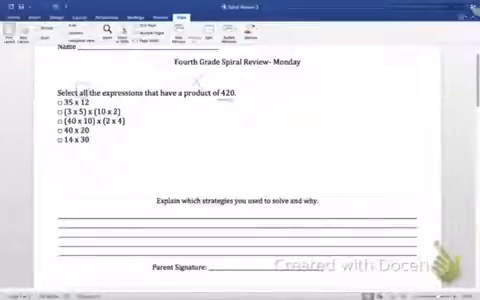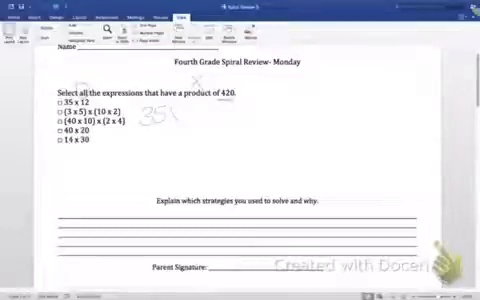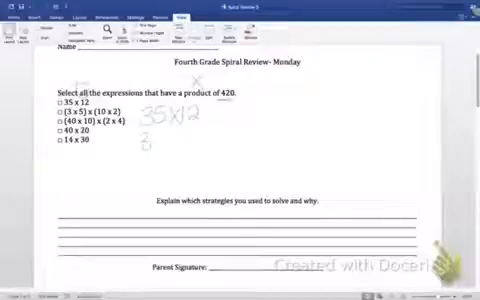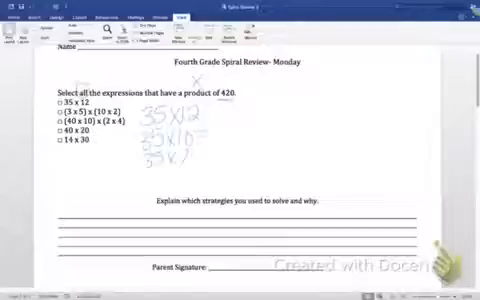What we want the kids to do is go through every single possibility. They're either going to prove that it's correct or disprove that it's incorrect. So I'm going to start with 35 times 12. I'm going to go and set up my problem. Except that I don't know 35 times 12, so I'm going to break this apart. I'm going to do 35 times 10, 35 times 2, and put that together.